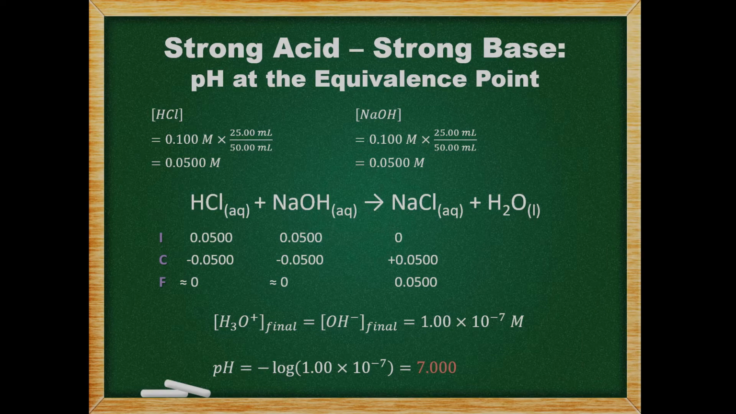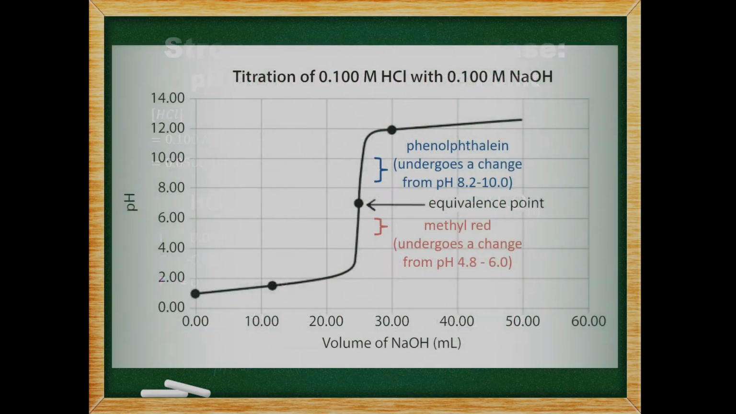A question like this could also ask what indicator would be suitable to use. The large jump in pH that occurs with a single drop of titrant at the equivalence point means we have more flexibility in our options. If we looked at our chart, we would see that indicators with transition points as low as pH 5 and as high as pH 9 would work for this titration. For example, we could use something like methyl red, which undergoes a change from pH 4.8 to 6.0, or phenolphthalein, which undergoes a change from pH 8.2 to 10.0.